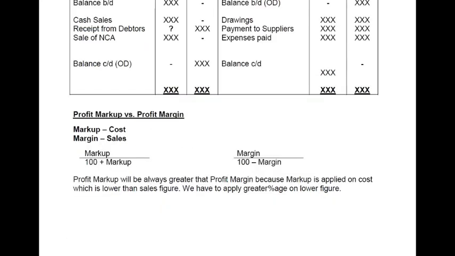Then in the last, we have some other concepts relating to single entry. It is markup versus margin. Markup versus margin has already been covered in a ratios analysis topic.